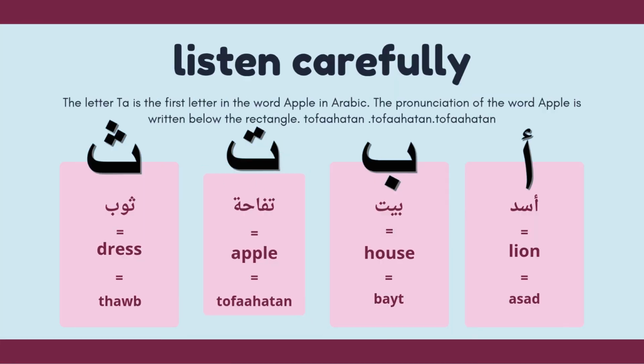The letter ta is the first letter in the word apple in Arabic. The pronunciation of the word apple is written below the rectangle. Tufahatan, tufahatan, tufahatan.